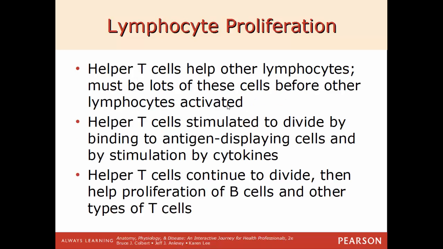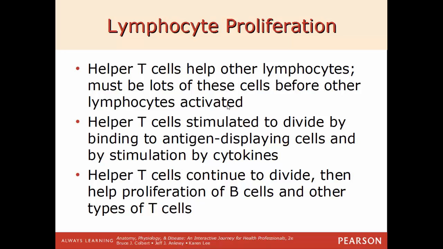Now, the helper T cells are probably the most important cell in your immune system, because they will activate a large portion of your adaptive immune system. So there must be a large number of these helper T cells present before they can activate other lymphocytes. Helper T cells are stimulated to divide and then bind to antigen-presenting cells by stimulation of cytokines. These helper Ts will continue to divide and then help the proliferation of B cells and other types of T cells.